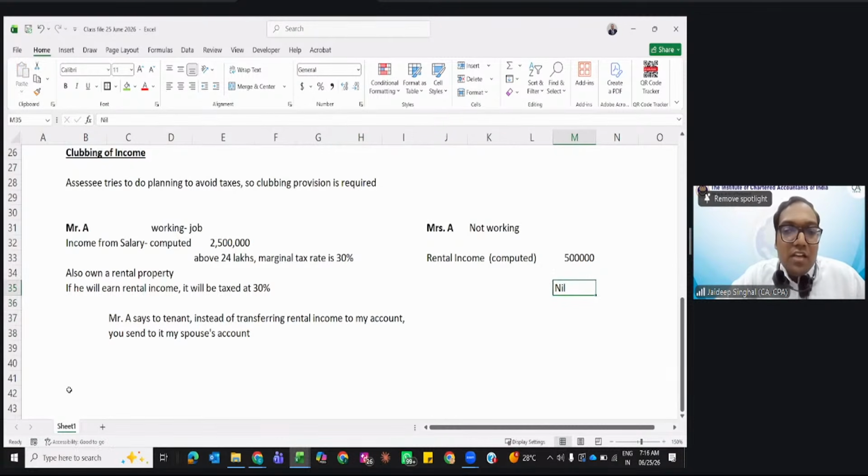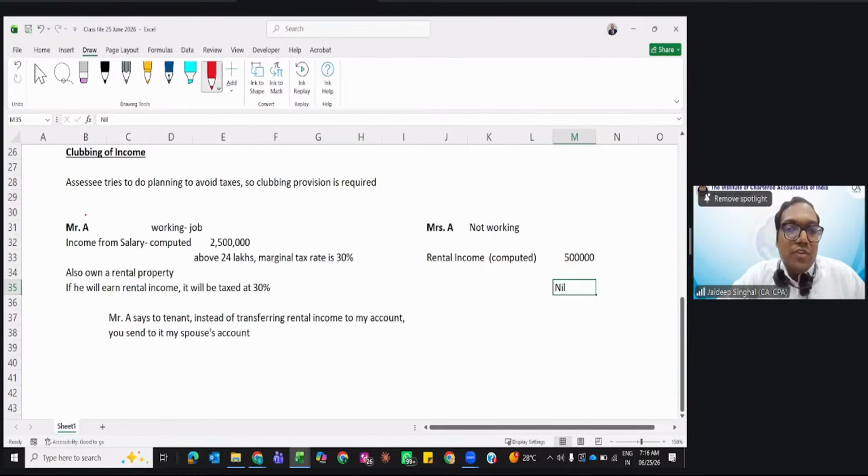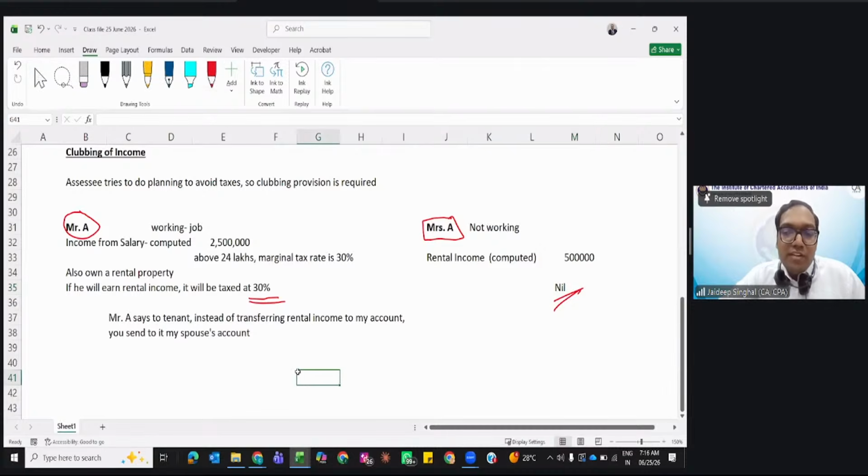So can you see, has Mr. A successfully done planning? Mr. A has transferred income to Mrs. A and he is able to save taxes. Here the income would have been taxable at 30%; now it is nil taxes. How much tax is saved? I'm not doing the health and education cess calculation, I'm just taking a simple figure. On this 5 lakh, I have saved 30% of taxes.